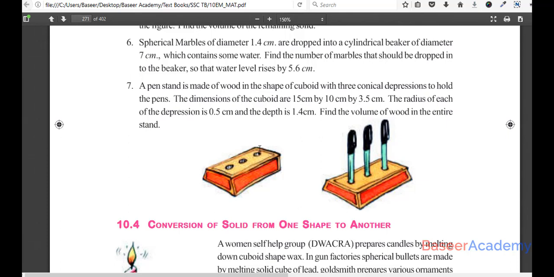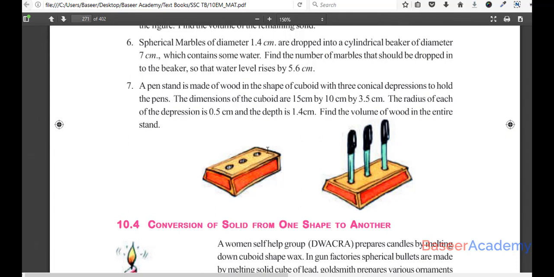This is pretty simple. You have to subtract the volume of wood that was taken out by carving out these conical depressions. Subtract that from the volume of the cuboid. In other words, let me rephrase it. Volume of the cuboid minus volume of these 3 cones will give you the volume of the wood in the entire stand. Let me repeat it.